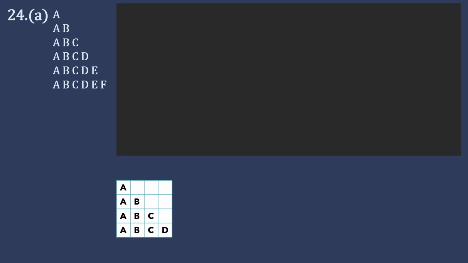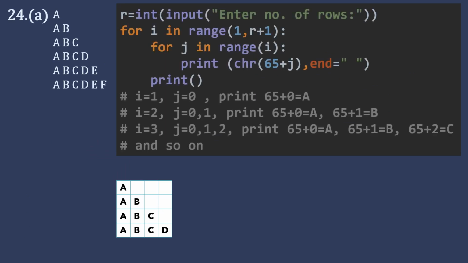Now in this question you have to print a pattern like this. In the first row there is only one A, second row A, B, third row A, B, C, like this it will continue. So first of all, you have to enter the number of rows in a variable, let's say R. Then we have to use a nested for loop to draw this structure.